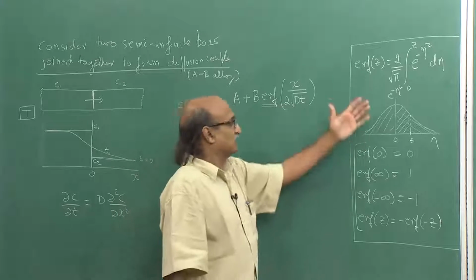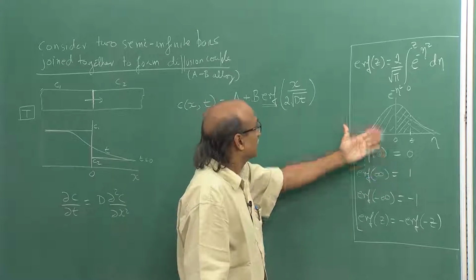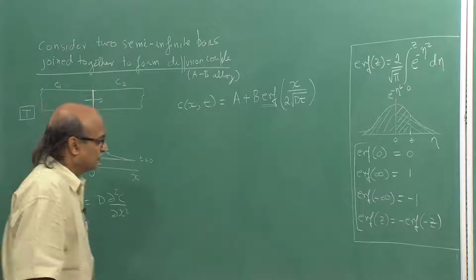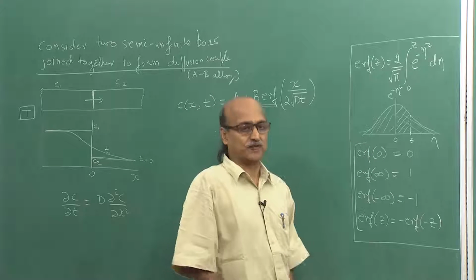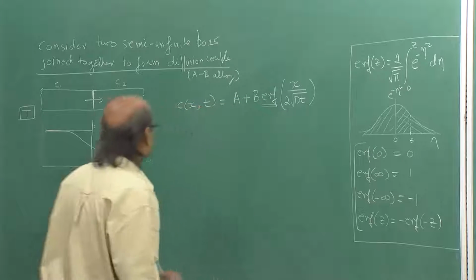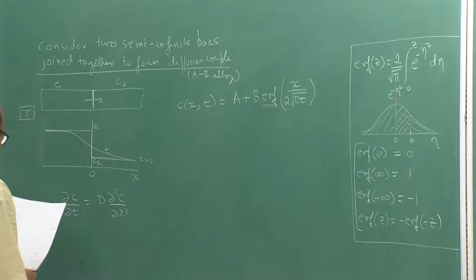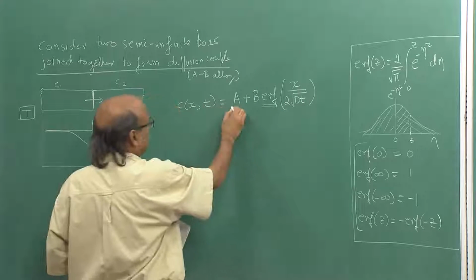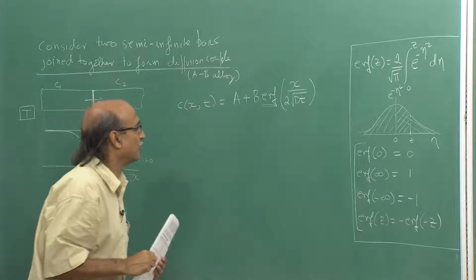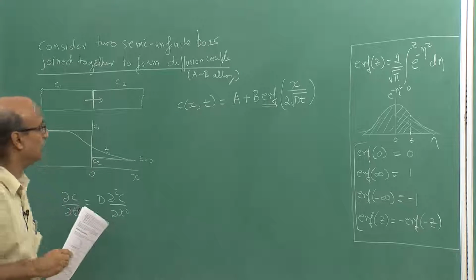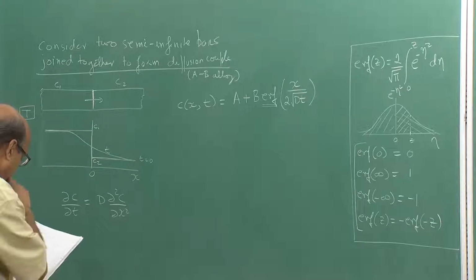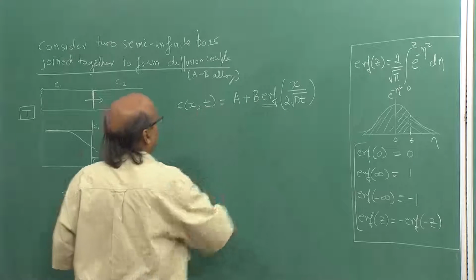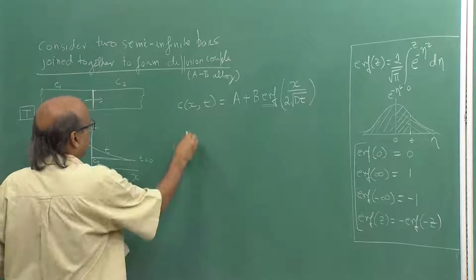Values of the error function at other z values, for that we will make use of a table of error function a little later. So, now coming back to this solution, C(x,t) is equal to a plus b error function of x upon 2 square root of Dt. We need to find the constants a and b. So, let us apply the boundary conditions.